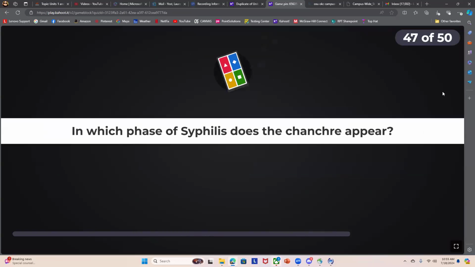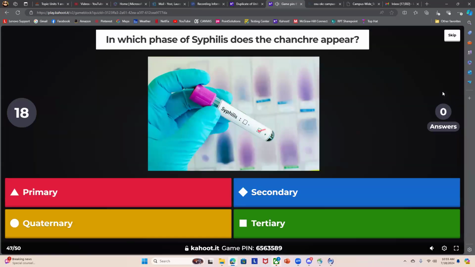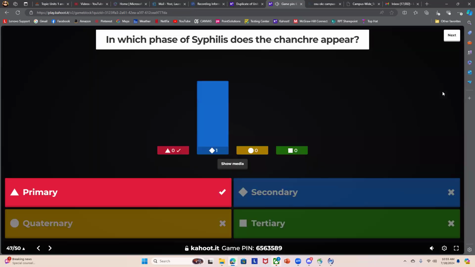Okay, in which phase of syphilis does the canker or whatever, I can never say the word appropriately, appear? I think somebody told me it was chancre. It's not canker. I want to say canker, like a canker sore, but it's not how we say it apparently. All right, we see these sores develop in the primary phase of syphilis. Primary phase is that one single sore. It's a hard raised area where the syphilis bacteria enter the body.